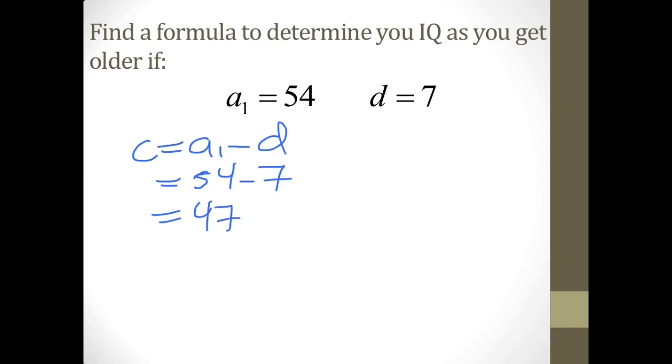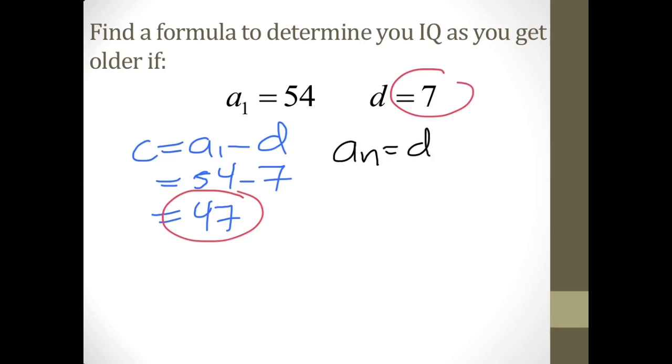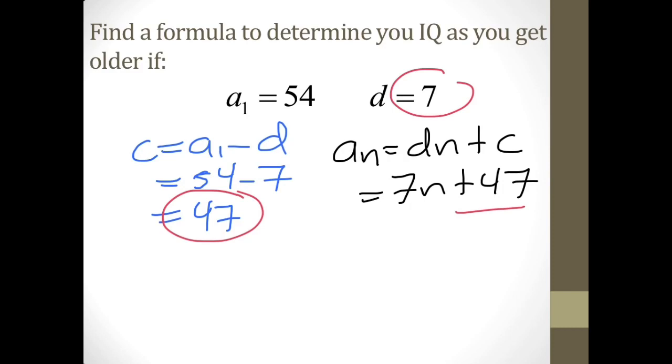Now that I know what C is, I'm going to take that number and D and plug it into my formula. Again, the formula is A sub n is equal to D times n plus C. So plugging in those values, I get 7 times n plus 47. So according to our equation here, since we are adding 47 with years, you should be getting smarter as you get older.